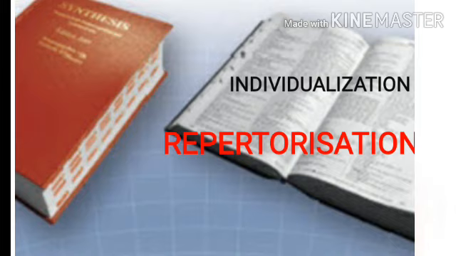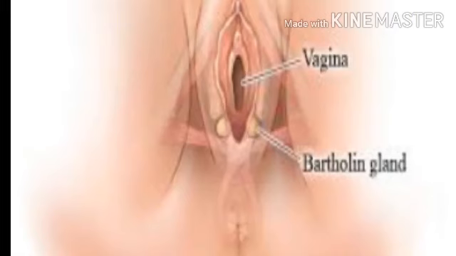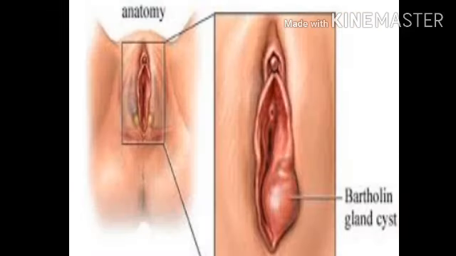Let us summarize what we have discussed today. Bartholin's glands are two small glands located on either side of the vaginal orifice at 5 o'clock and 7 o'clock position. The function of the Bartholin gland is mucus secretion. One of the main clinical conditions of the Bartholin gland is Bartholin cyst. Bartholin cyst is formed when the Bartholin duct is blocked either by inflammation or by inspissated secretion.